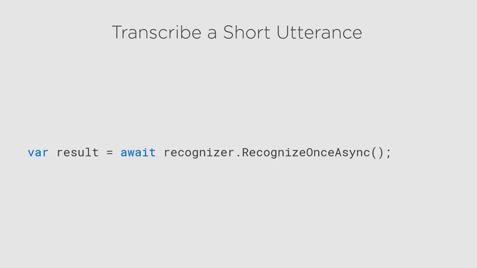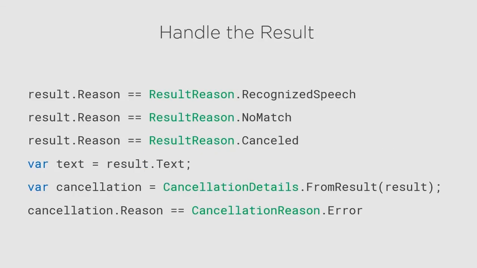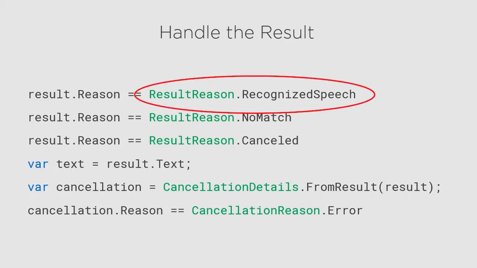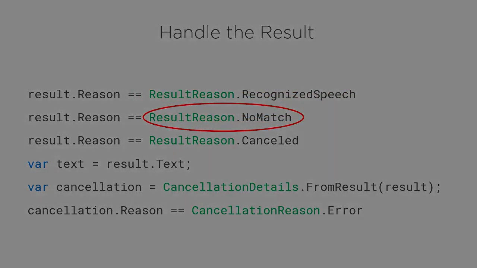We have covered the steps to create a recognizer. Now it's time to use that recognizer to convert speech to text. To transcribe a short utterance, all that is needed is to invoke the recognizeOnceAsync method on the recognizer object. Once the transcription is complete, the reason needs to be checked to handle application flow. The reasons relevant to the application flow for speech transcription are RecognizedSpeech, NoMatch, and Canceled.